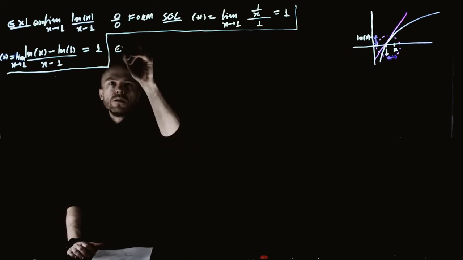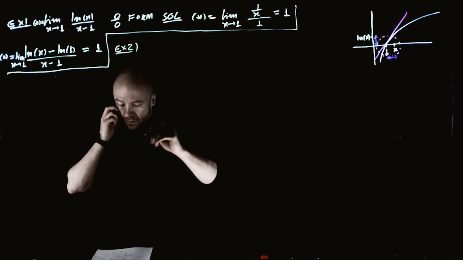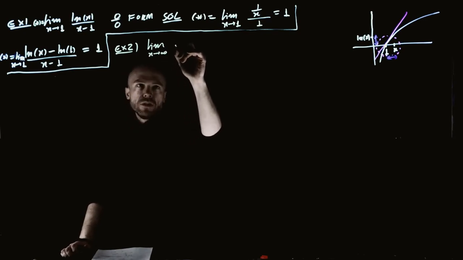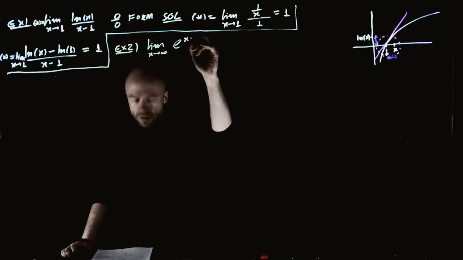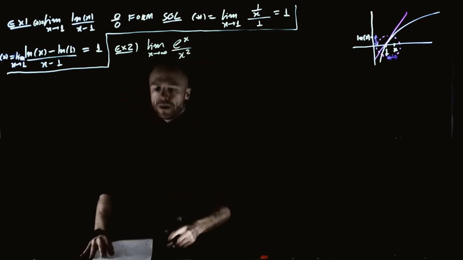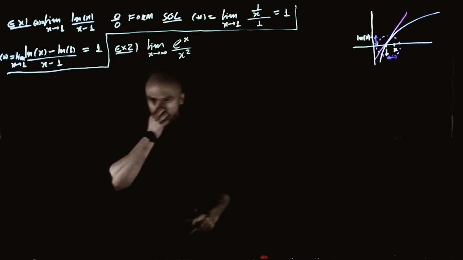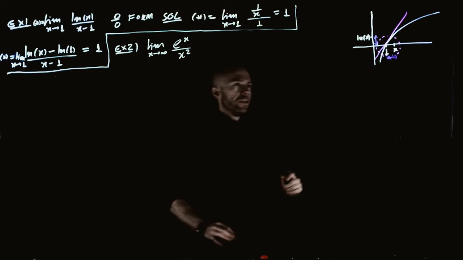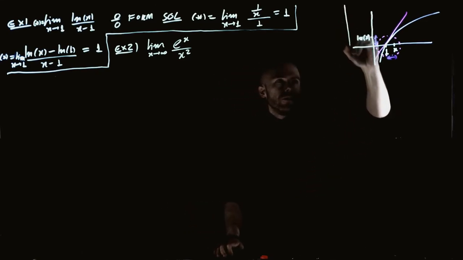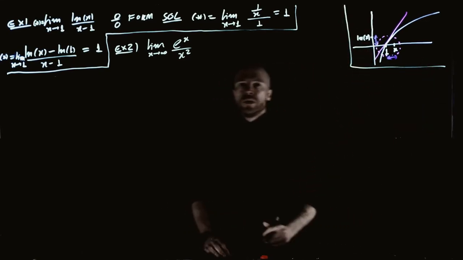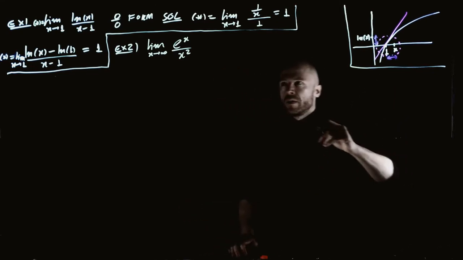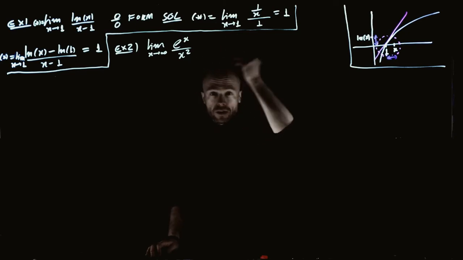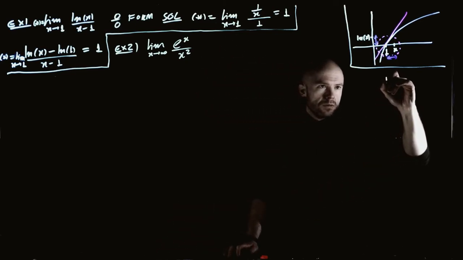Example 2. The limit as x tends to infinity of e to the x over x squared. So, what is this? Well, the same strategy as before. We are going to try and visualize this before we do anything else, right? So we are comparing this fight between e to the x, as x goes to infinity, and x squared, again, as x goes to infinity.